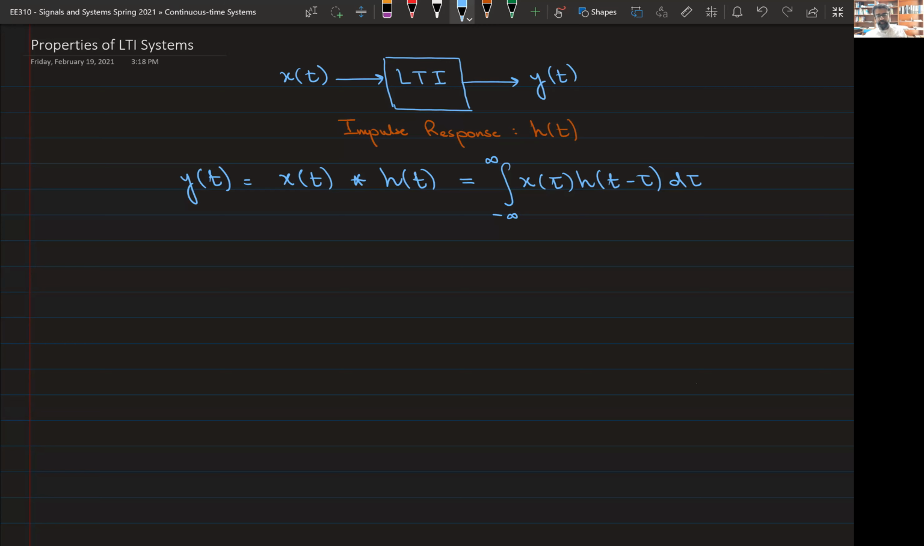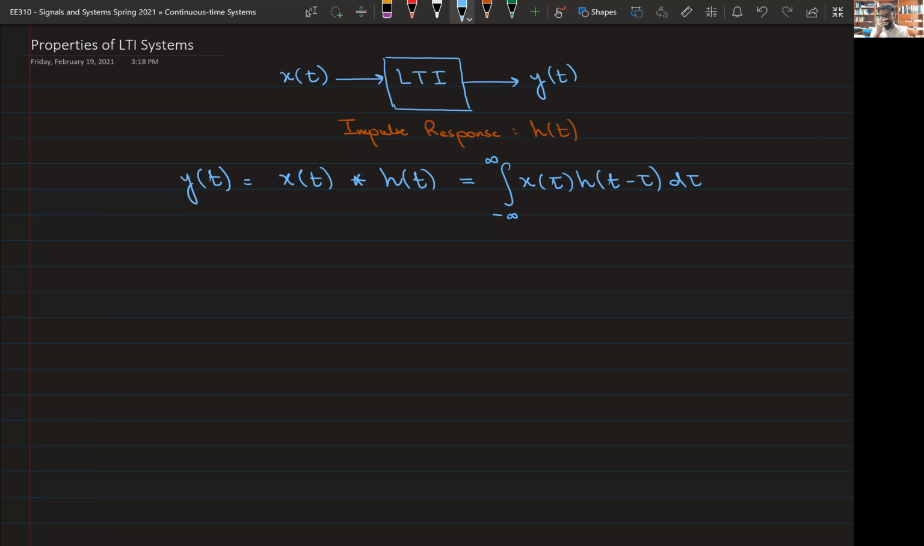And the convolution operation is here on your screen. We say y of t is equal to x of t star h of t, where the star represents convolution and h of t is the impulse response. And the definition is the integral from minus infinity to infinity of x of tau times h of t minus tau.